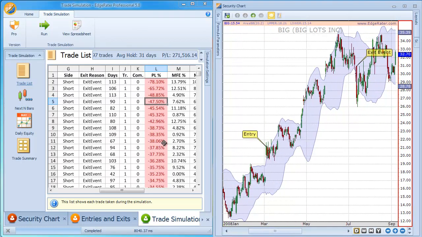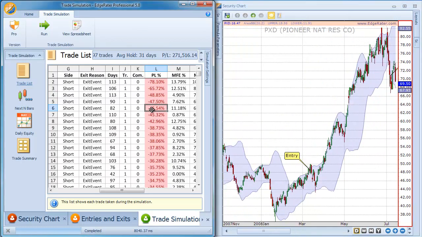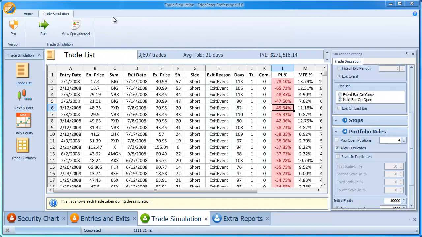And using this visual technique, you can then think of ways to try and minimize those occurrences and try and get a system that works for you. Now let's take a look at some of the other reports that are available in the trade simulation.